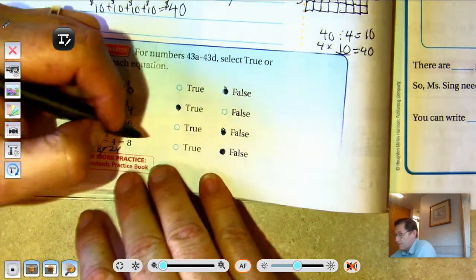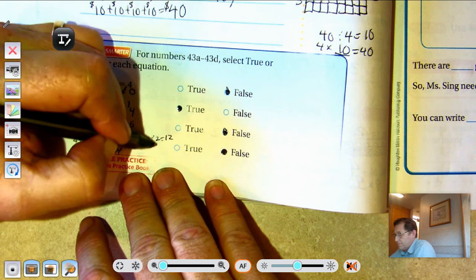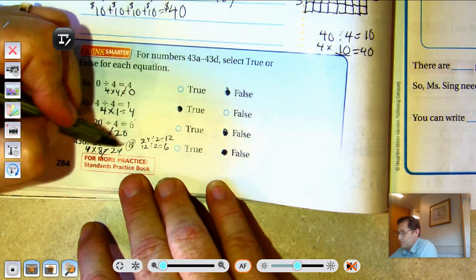How else could we check? Well, 24 divided by 2 is 12. 12 divided by 2 is 6. So this should have been 6.